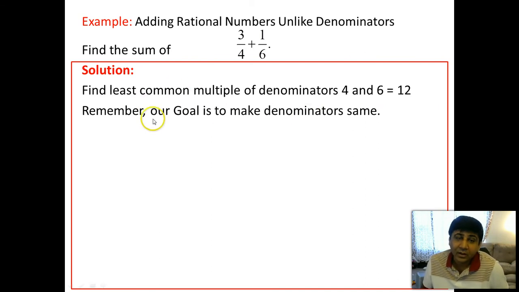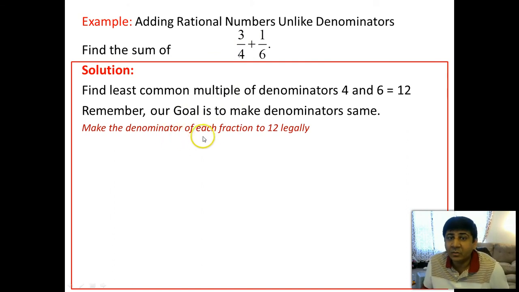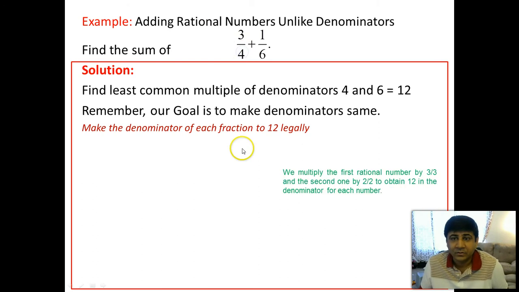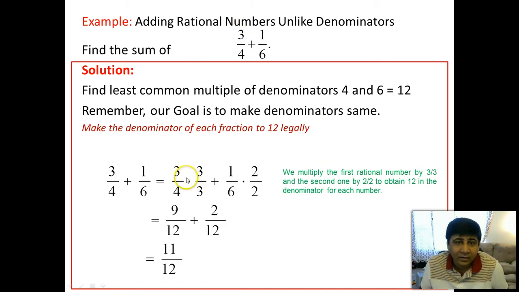Now remember that our ultimate goal is to make the denominators the same. So we will convert both denominators to 12. How do we do that? We will make the denominator of each fraction 12 legally, that means no foul play. If you do anything with the top, do the same thing with the bottom. So we'll multiply the first rational number by 3 over 3, that means multiplying top with 3 and bottom with 3. For the second number, we need to make it 12, so we multiply it by 2: top with 2, bottom with 2.